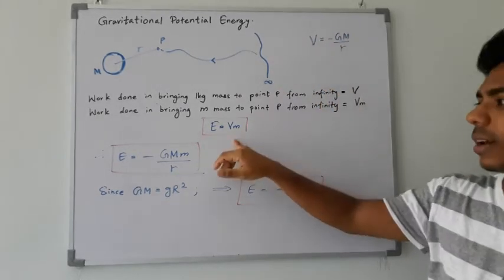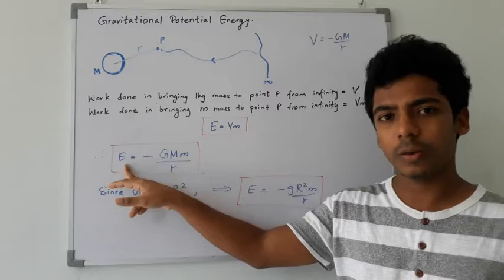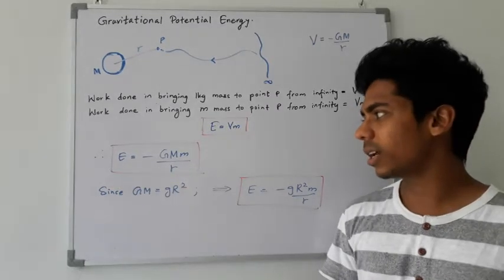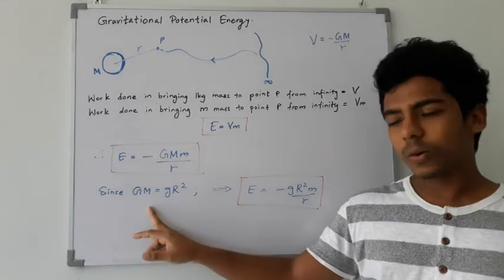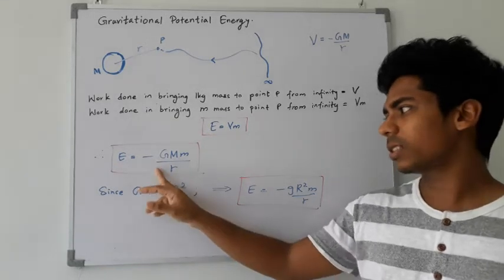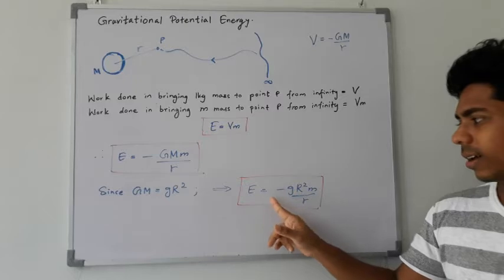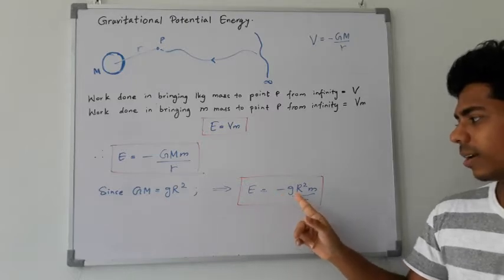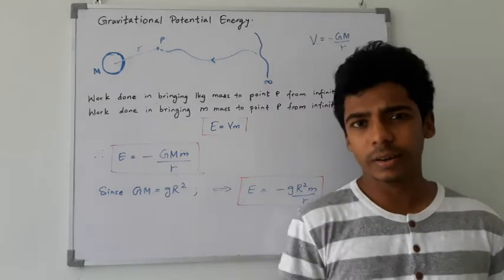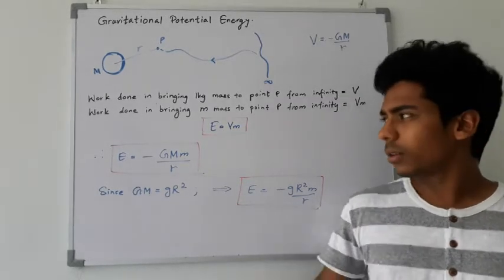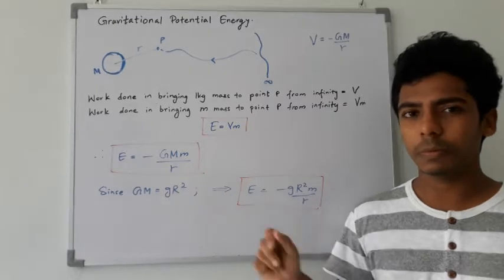So substituting that, I will obtain this equation. E is equal to minus GMm over R. And also since GM is equal to gR squared, this expression I can write as E is equal to minus gR squared m over R. So that is the gravitational potential energy. These terms you should keep in mind.